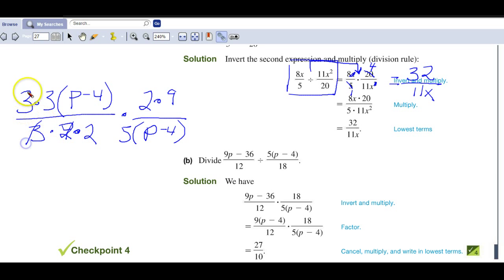Now we can cancel out common factors. One of these 2's with this up here. And this actually cancels out. So I get 3 times 9 is 27. And 2 times 5 is 10. And there you go. All right, let's go on.